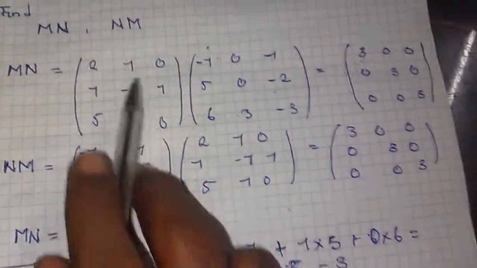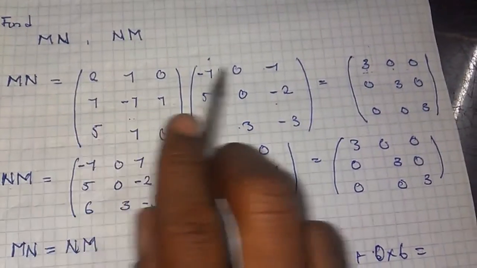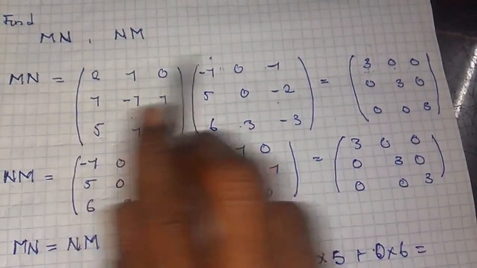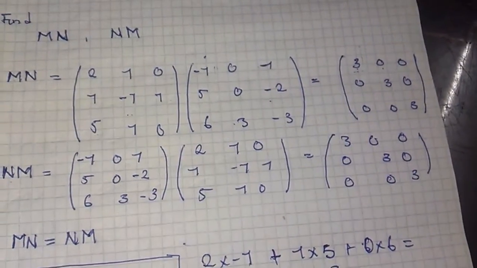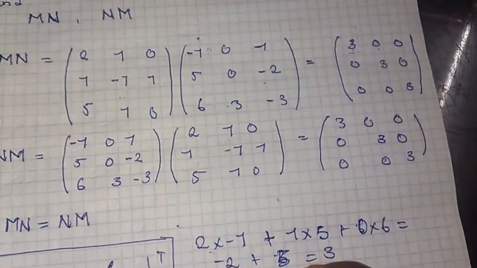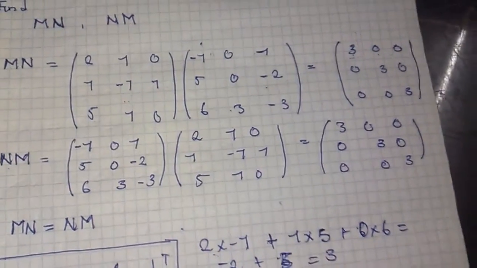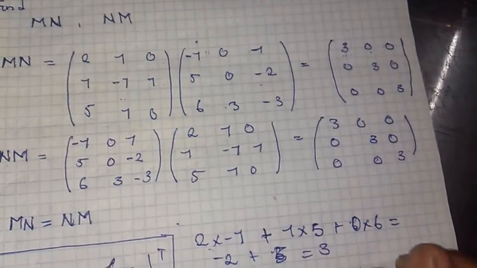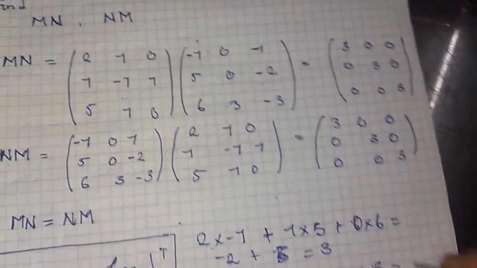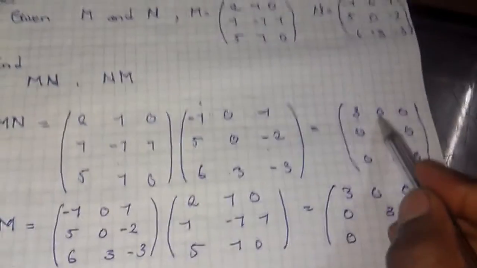The next one, I'll still take this same element here. To get this element here, I take this element here, I put it here. So what do we have? We have 2 times 0 plus 1 times 0 plus 0 times 3, which gives us 0. So that's why we have 0.